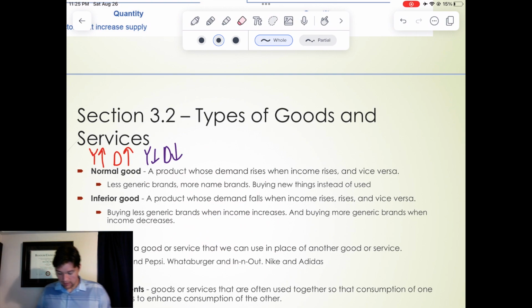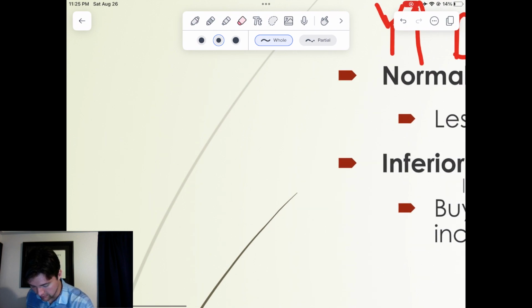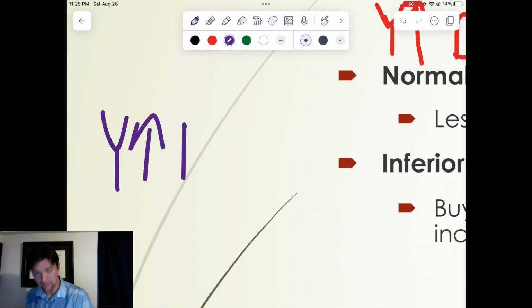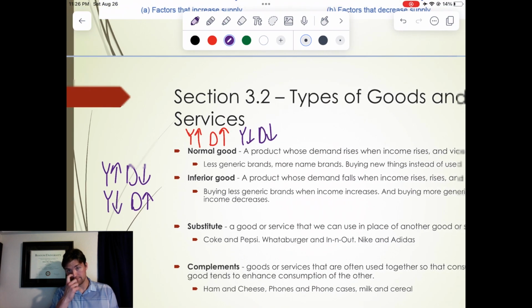Now, if I had less money, let's say I lost my job and I only have $10 per week to eat stuff, can I buy the chicken, the vegetables, and the beef? No. I have to buy more of the ramen noodles. So if my income were to go up, I buy less of these inferior goods, and if my income were to go down, I have to buy more of them. So that's the difference between a normal good and an inferior good. Okay?